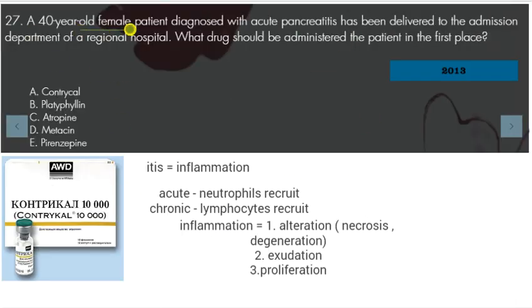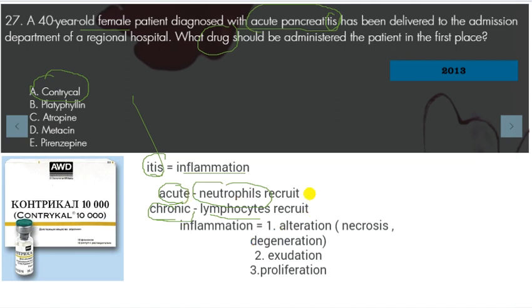A 40-year-old female diagnosed with acute pancreatitis. Important: acute pancreatitis, the drug is Contrical. Any word that ends with itis says that there is inflammation. So we have inflammation, which may be acute or chronic. In acute, neutrophils will be recruited toward the connective tissue. In chronic, lymphocytes will be recruited in connective tissue.